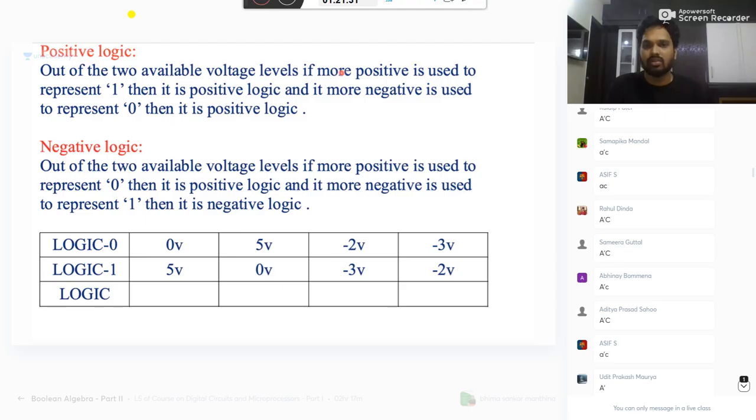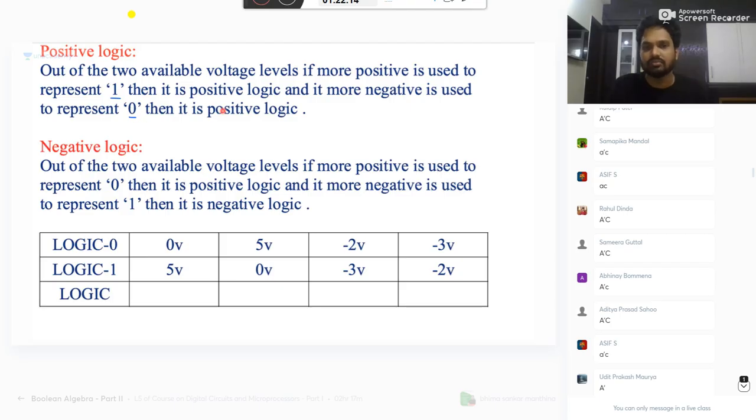So out of the two voltage levels, the more positive one is used to represent 1. Please understand, the computer doesn't know whether you are representing it as 1 or 0. The computer knows only voltages. It will do its job according to voltages. The computer doesn't know that 5 volts is 0 for you. It will work according to voltages only. But if you are saying 5 volts is 1 and 0 volts is 0, then this is called positive logic. I'm repeating: out of the two available voltage levels, if the more positive is used to represent 1, then it is positive logic.